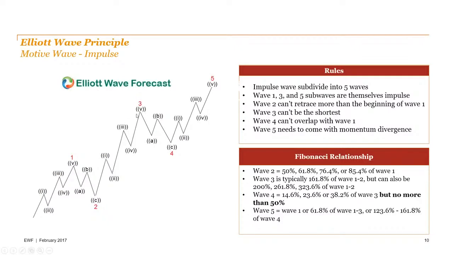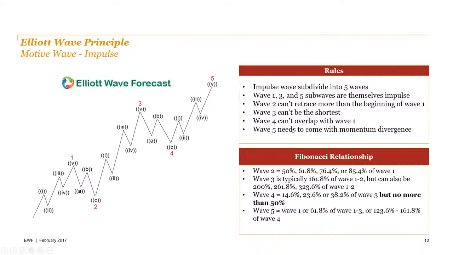Usually it's the longest wave, but sometimes wave 5 is the longest wave. Most of the time, I would say 80-90% of the time, wave 3 is the longest wave, but it cannot be the shortest wave. Wave 4 cannot overlap with the price territory of wave 1.